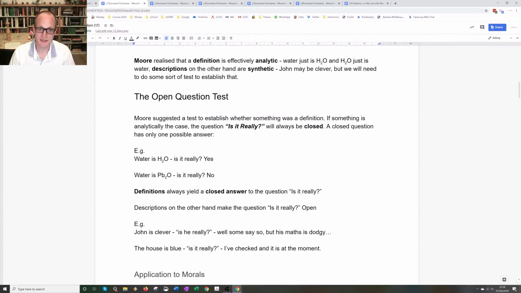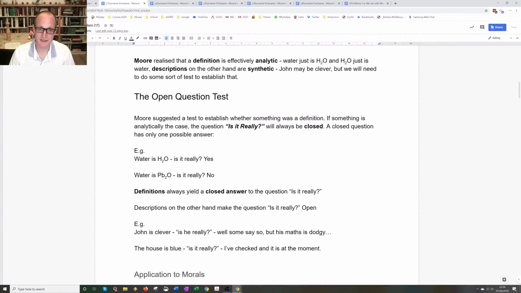So if we've got a definition, we will have a closed answer. So we say water is H2O, and we say, is it really? Yes, it is actually really. Water is lead 2O. Is it really? No, it's not. So definitions always give a closed answer to the question, is it really? Whereas descriptions give an open question. So if we say John is clever, is he really? Well, maybe, depends, different subjects. So definitions closed, descriptions open, and the question that we ask is it really?